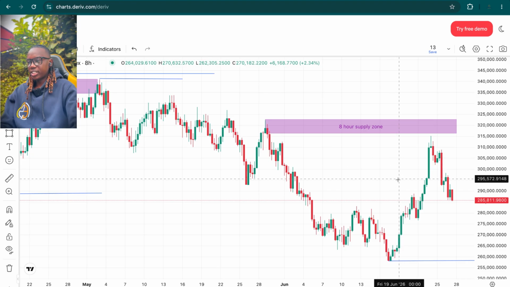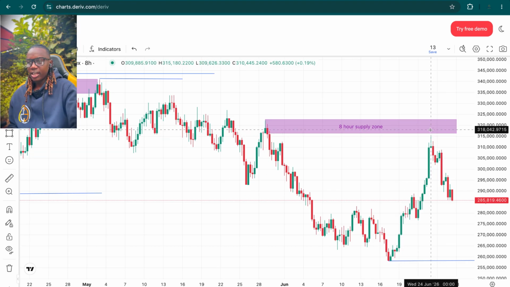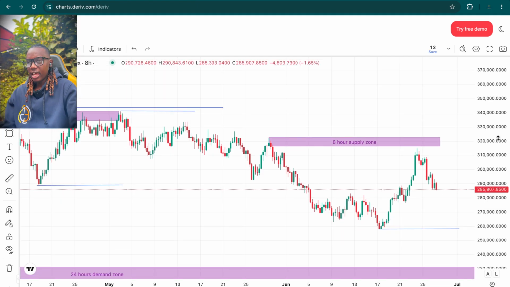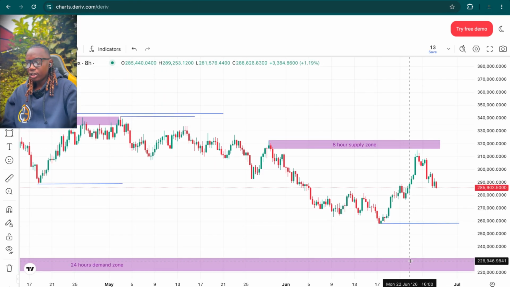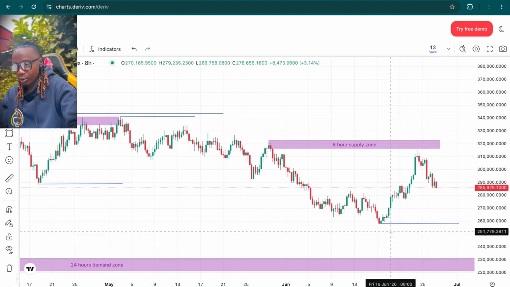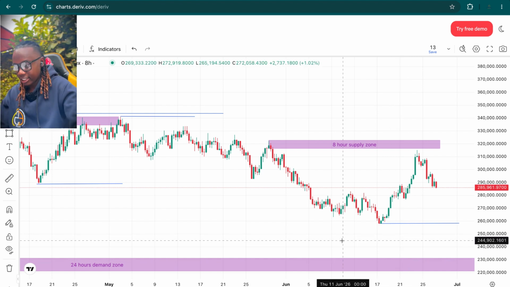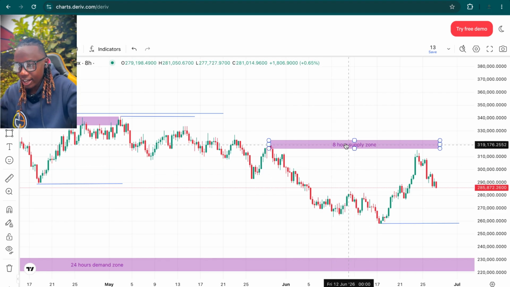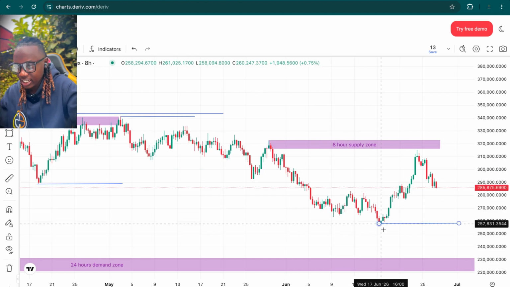And what you are expecting now from here is that price will come, react to our 8-hour supply zone, and then continue to sell until we go to our 24 hours demand zone. That is what we had drawn, that part that I had used to illustrate what we were expecting. So after our 8-hour, I saw the 8-hour supply zone.